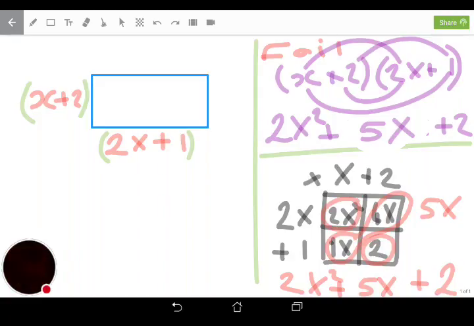Okay, and you can see with this method, the FOIL method, it kind of makes almost like a face shape. So some people remember that they make a smiley face when they're using FOIL. So this is how to use algebra to find out the area. This is finding out the area using algebra.